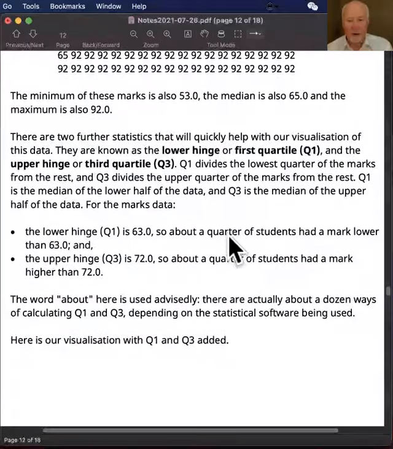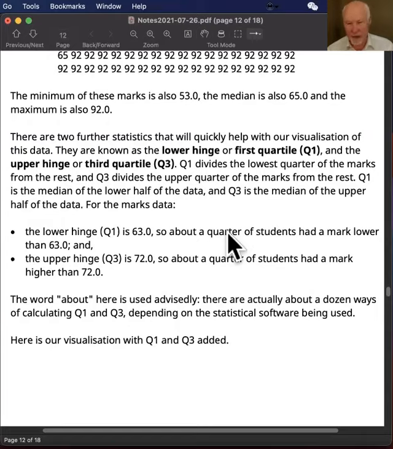Now, the official definition that we use is that Q1 is the median of the lower half of the data and Q3 is the median of the upper half of the data. In our case, the lower hinge, Q1, is 63, so about a quarter of the students had a mark lower than 63, and the upper hinge, Q3, is 72, so about a quarter of students had a mark higher than 72.